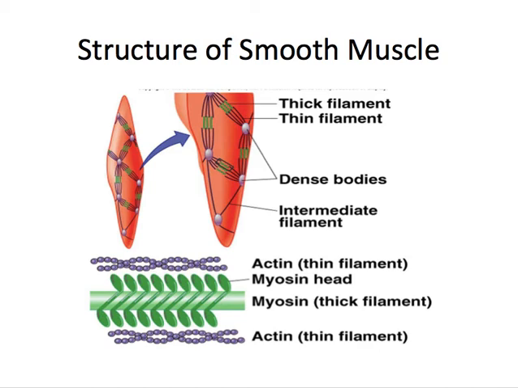Moving on to the structure of smooth muscle. Smooth muscle contains both actin and myosin filaments, but does not have the same orderly arrangement in the form of successive sarcomeres. So there are no striations seen, and for the same reason, it is called smooth muscle because it does not show any striations.